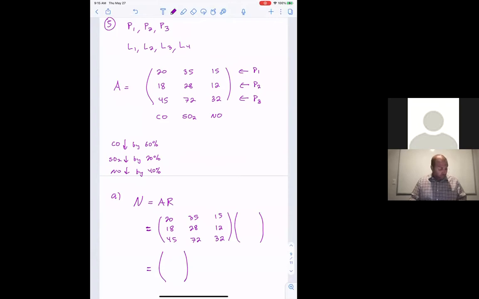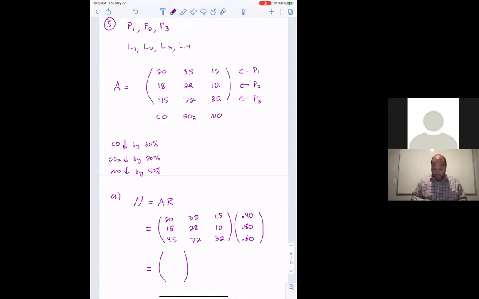Now, what are those numbers going to be? Well, the carbon monoxide was dropped by 60%. So how much of the original amount do I want? I want 40%. Drop it by 60%, 40% is left: 40% of 20, 40% of 18, 40% of 45. Sulfur dioxide dropped by 20%, so 80% is left. And the nitric oxide dropped by 40%, so 60% is left. So the R matrix is 0.4, 0.8, and 0.6. Therefore, what is the N matrix?